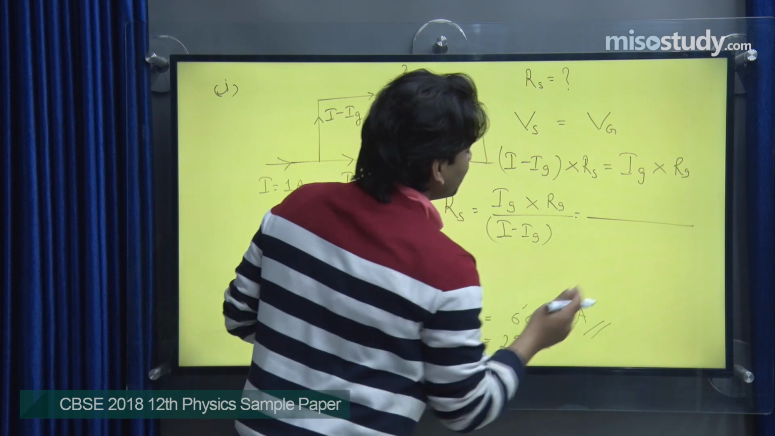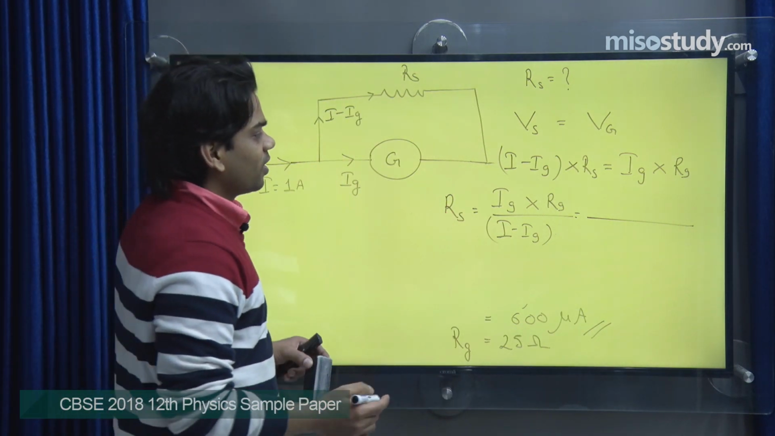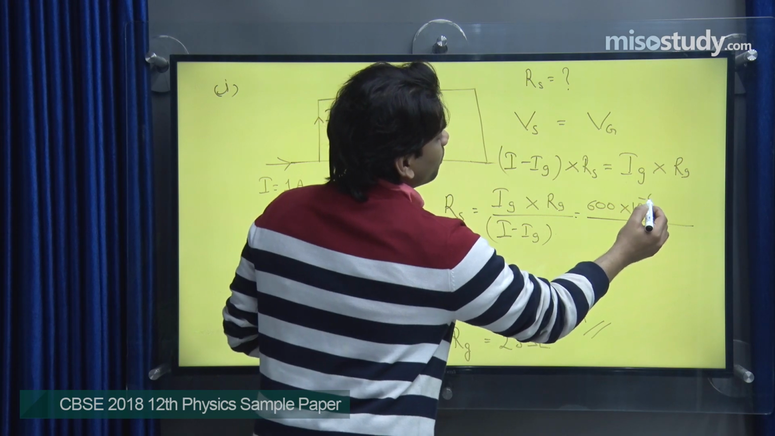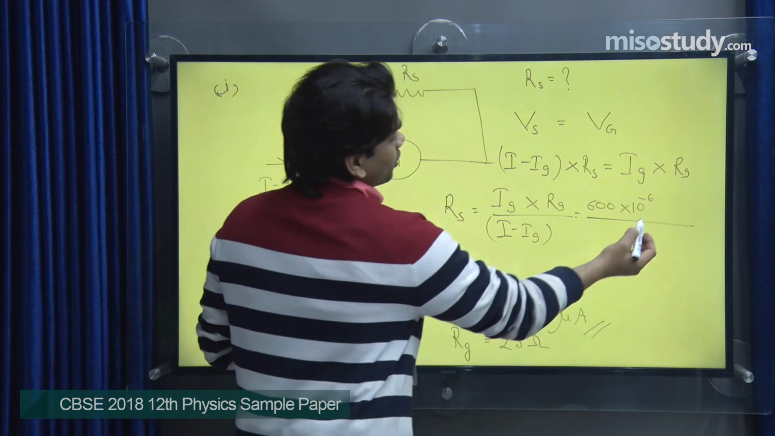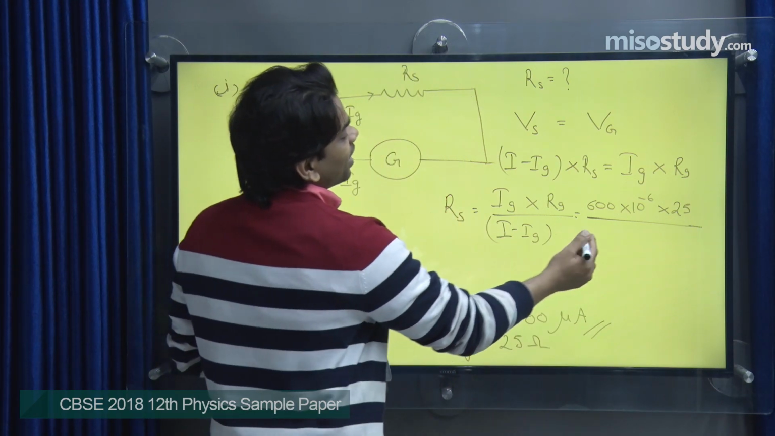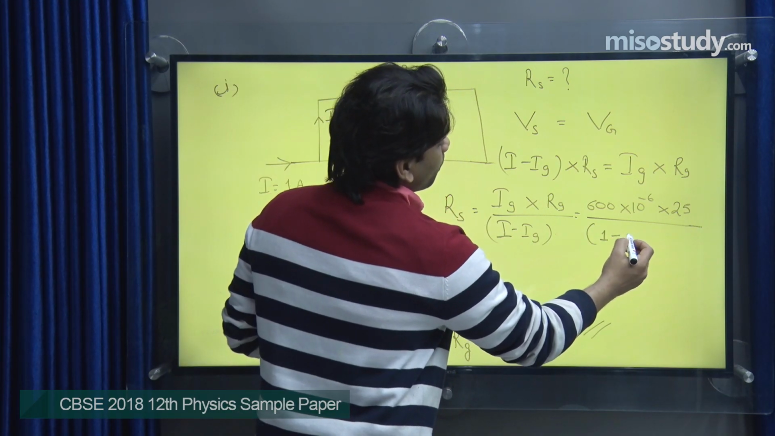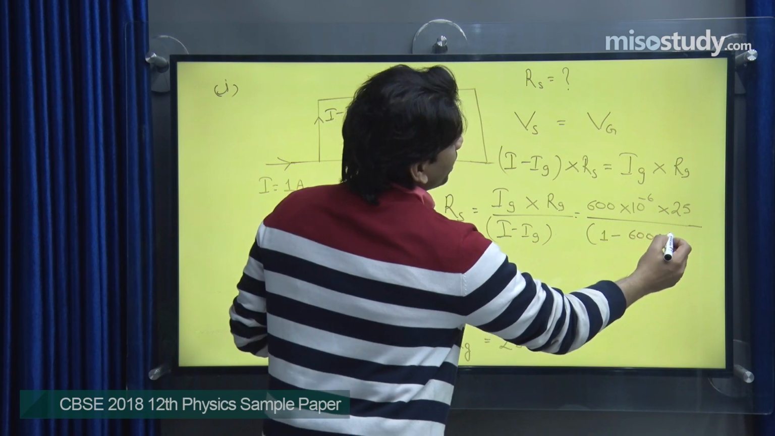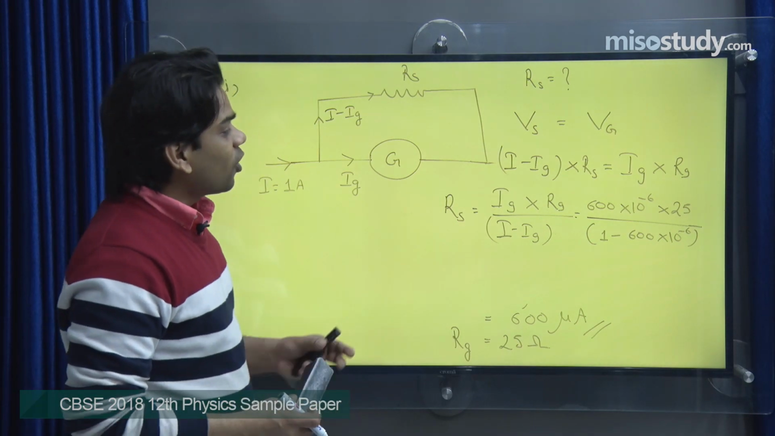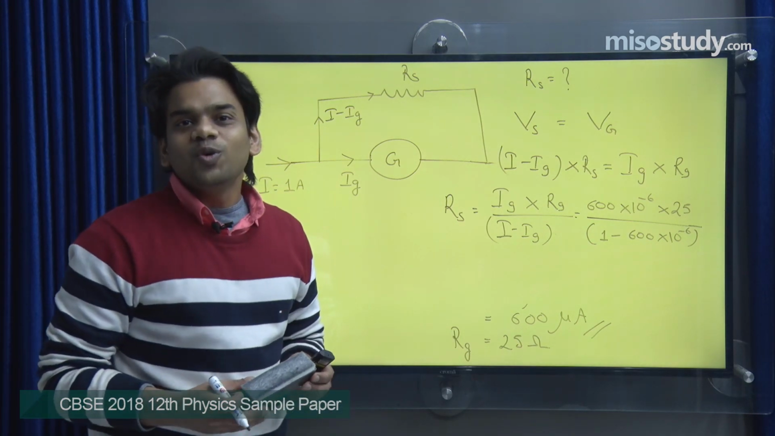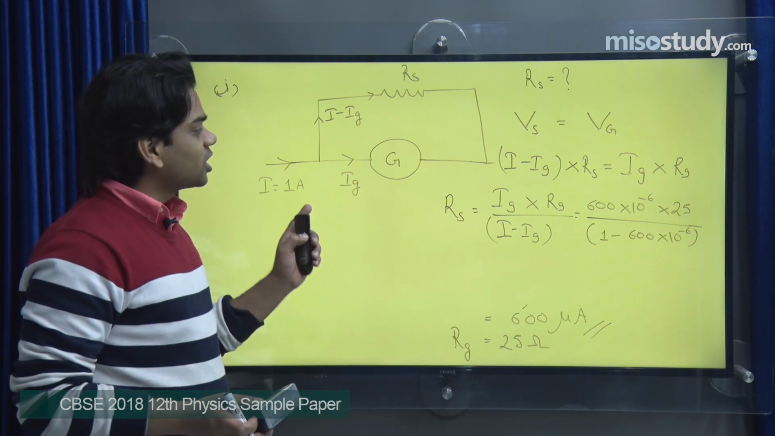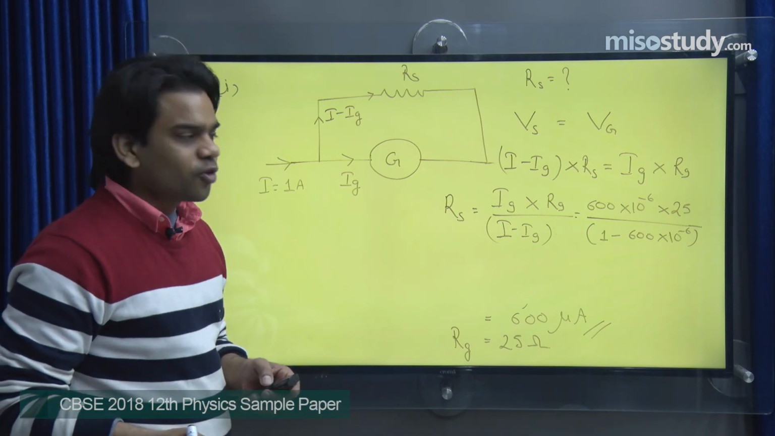You know Ig value is given as 600 microampere. So can we write this as 600 into 10 to power minus 6, that's not a problem, into resistance of this galvanometer, that is 25 ohms, divided by I minus Ig, that is 1 minus 600 into 10 to power minus 6, or you can directly write 6 into 10 to power minus 4. With all this calculation, you can find out the resistance of this shunt. I want you all to note down till here. I will start from here.